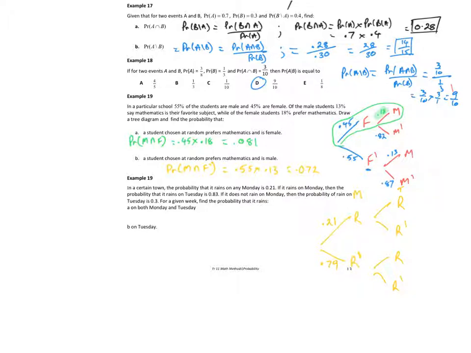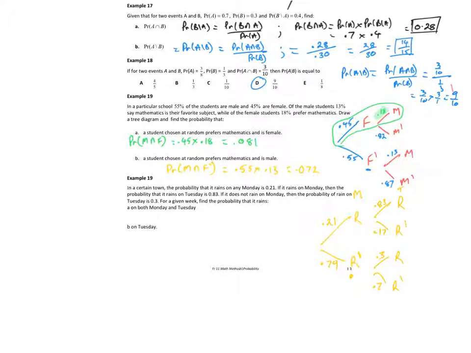Now, if it rains on Monday, then the probability it rains on Tuesday is 0.83. So it's raining on Monday and then raining on Tuesday, 0.83. So the chance of it not raining is 0.17 because the probabilities add to 1. If it does not rain on Monday, which is down here on the second one, then the chance of it raining is 0.3, which means the probability of it not raining is 0.7.